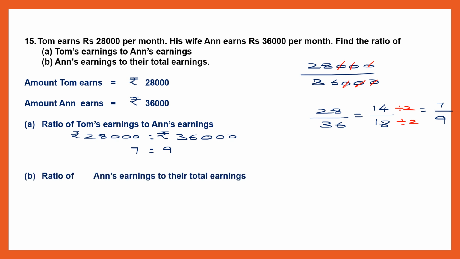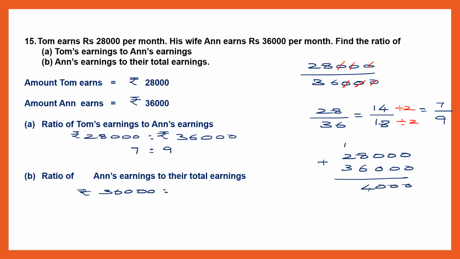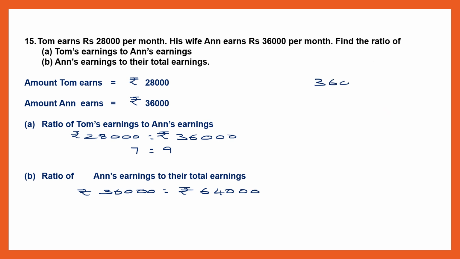Now the second question is the ratio of Anne's earnings to their total earnings. Anne gets 36,000 rupees and their total earnings means you have to add up Anne's and Tom's. So let's add up Tom's first. Let's write 28,000 and Anne gets 36,000. Now if we add this up, we get their total earnings. 0, and then 8 plus 6 is 14. Carry 1, this is 6. So 64,000. So total earnings is 64,000 rupees. Now we have to simplify this. So let's write it here, 36,000 divided by 64,000.